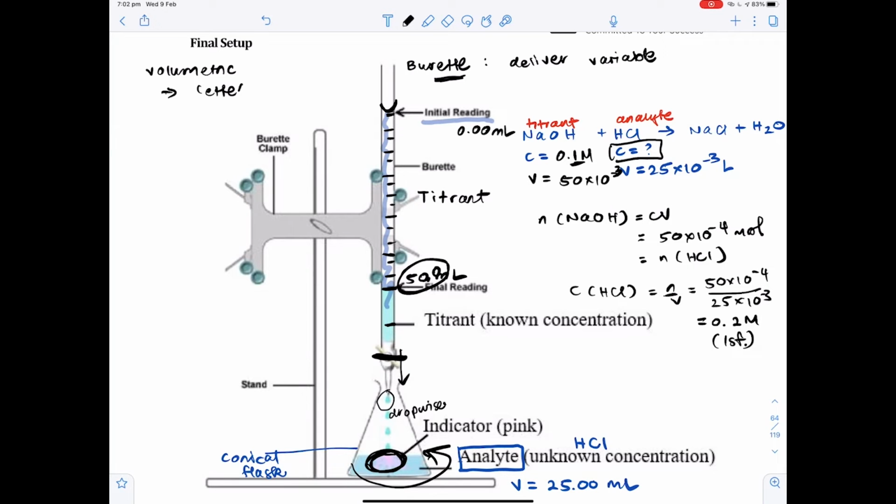The reason it's easy, everyone, is because there's no excess limiting reagents. It's just straight stoichiometric calculations. I want you to remember this. The hard part is the method. Doing this method to a T is the hard part.